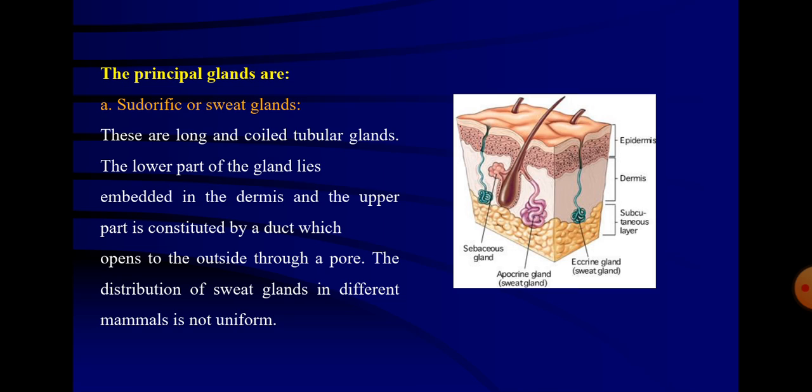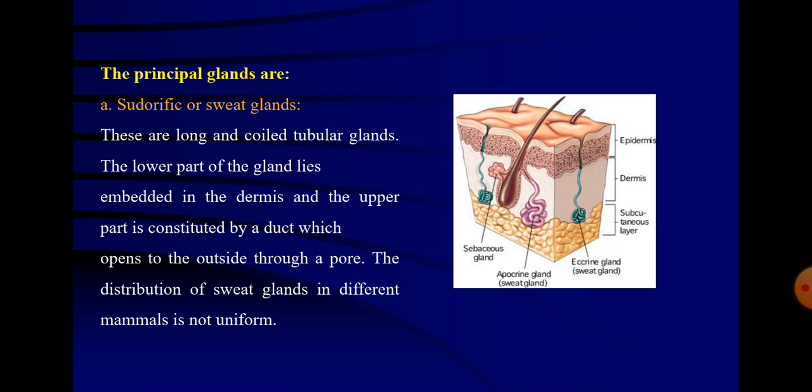Now, the principal glands, sudoriferous or sudoriferic glands, also known as sweat glands. These are long and coiled tubular glands. The lower part of the gland lies embedded in the dermis, and the upper part is constituted by a duct which opens to the outside through a pore. The distribution of sweat glands in different mammals is not uniform.